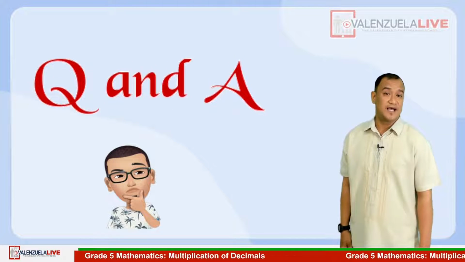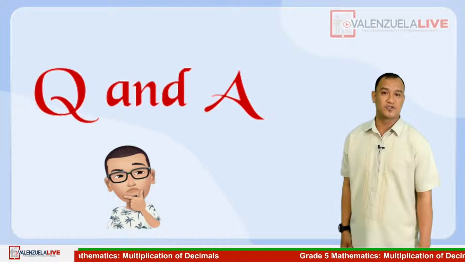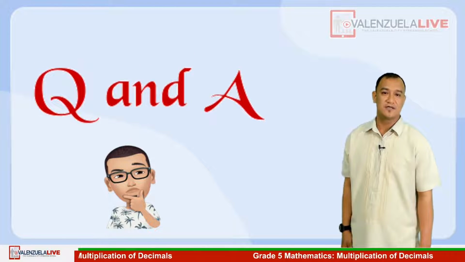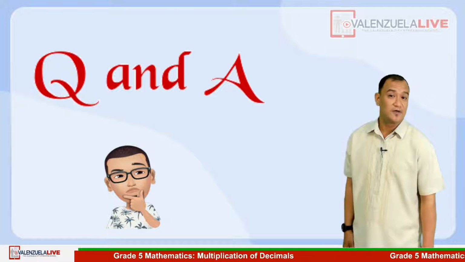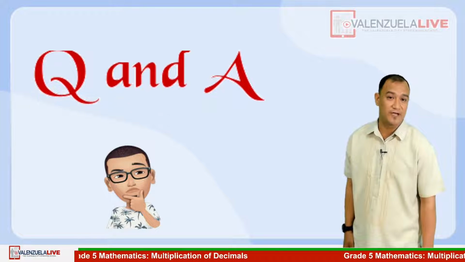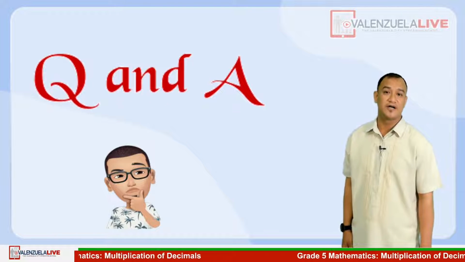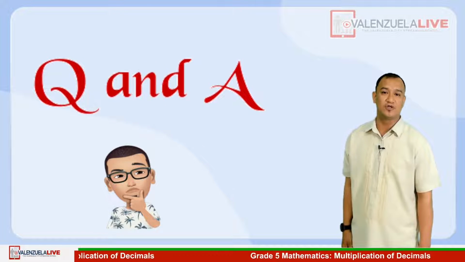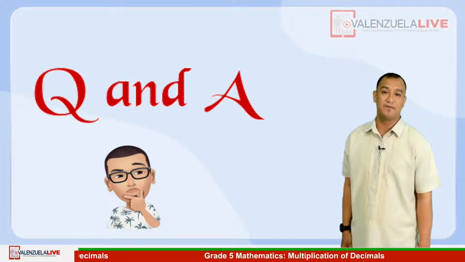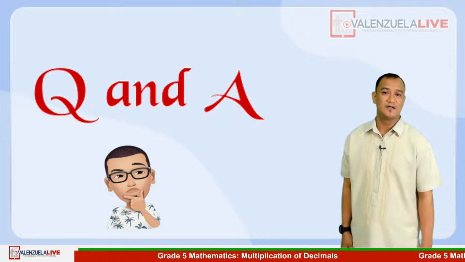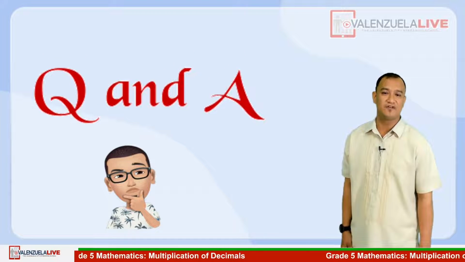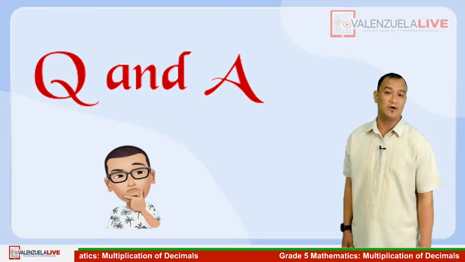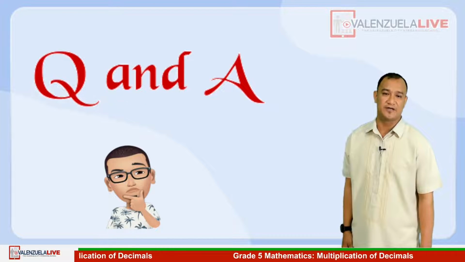Now, this time is for our question and answer portion. If you have questions, just type it in the comment box. Okay, for our question from Antonio M. of Serapio Elementary School: Sir, how can I solve multiplication of decimals easier and faster? Okay, so the answer is you have to memorize first the multiplication facts or multiplication table for you to solve it easier and faster.